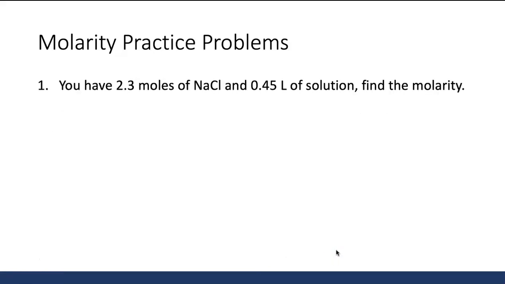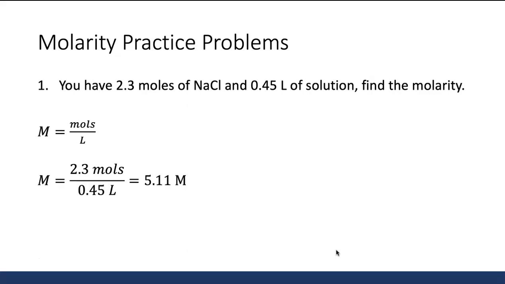So let's do some practice problems. Here's where you're going to need your calculator, and we may need our periodic table to calculate molar mass. All right, number one, you have 2.3 moles of sodium chloride and 0.45 liters of solution. Find the molarity. Well, I'm going to rewrite my equation here. Capital M equals moles per liter.